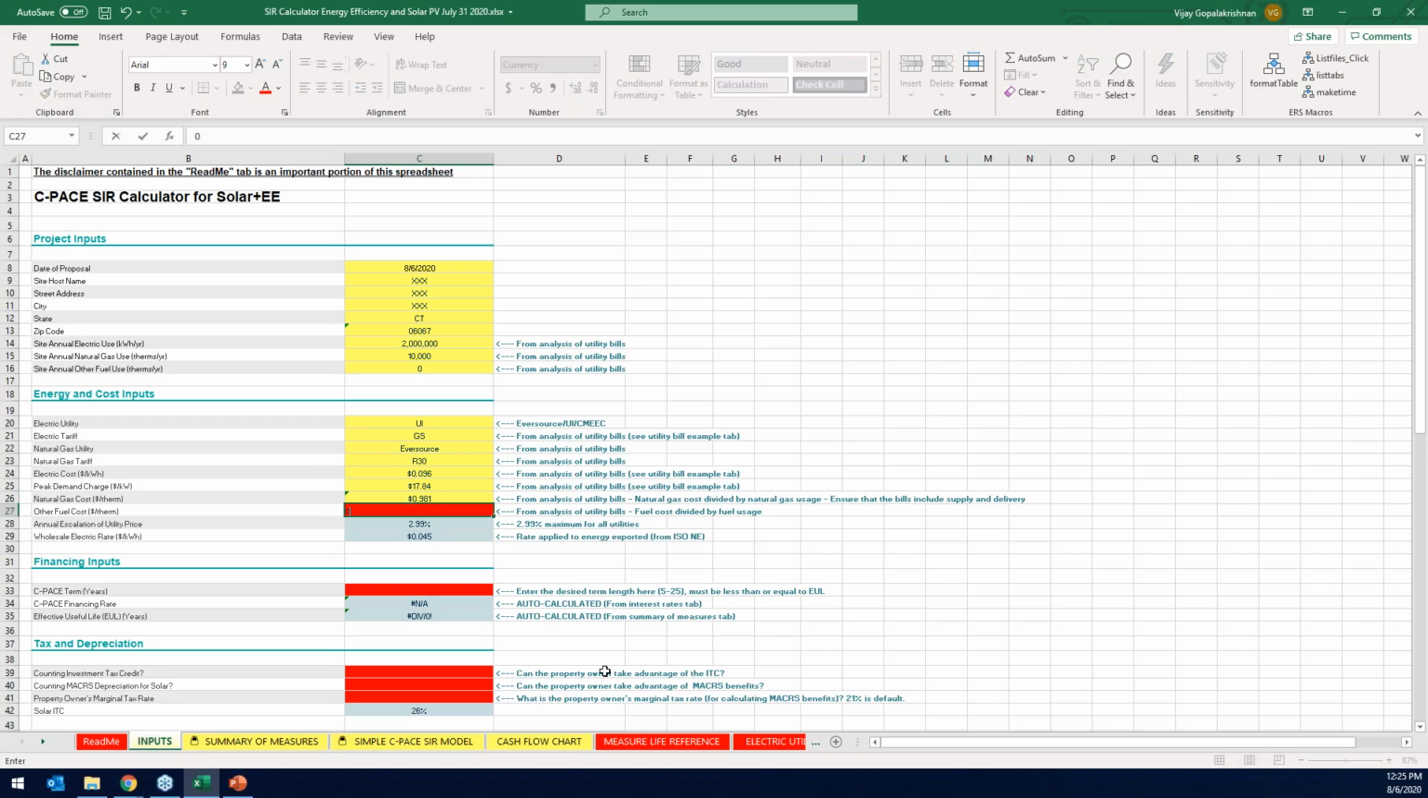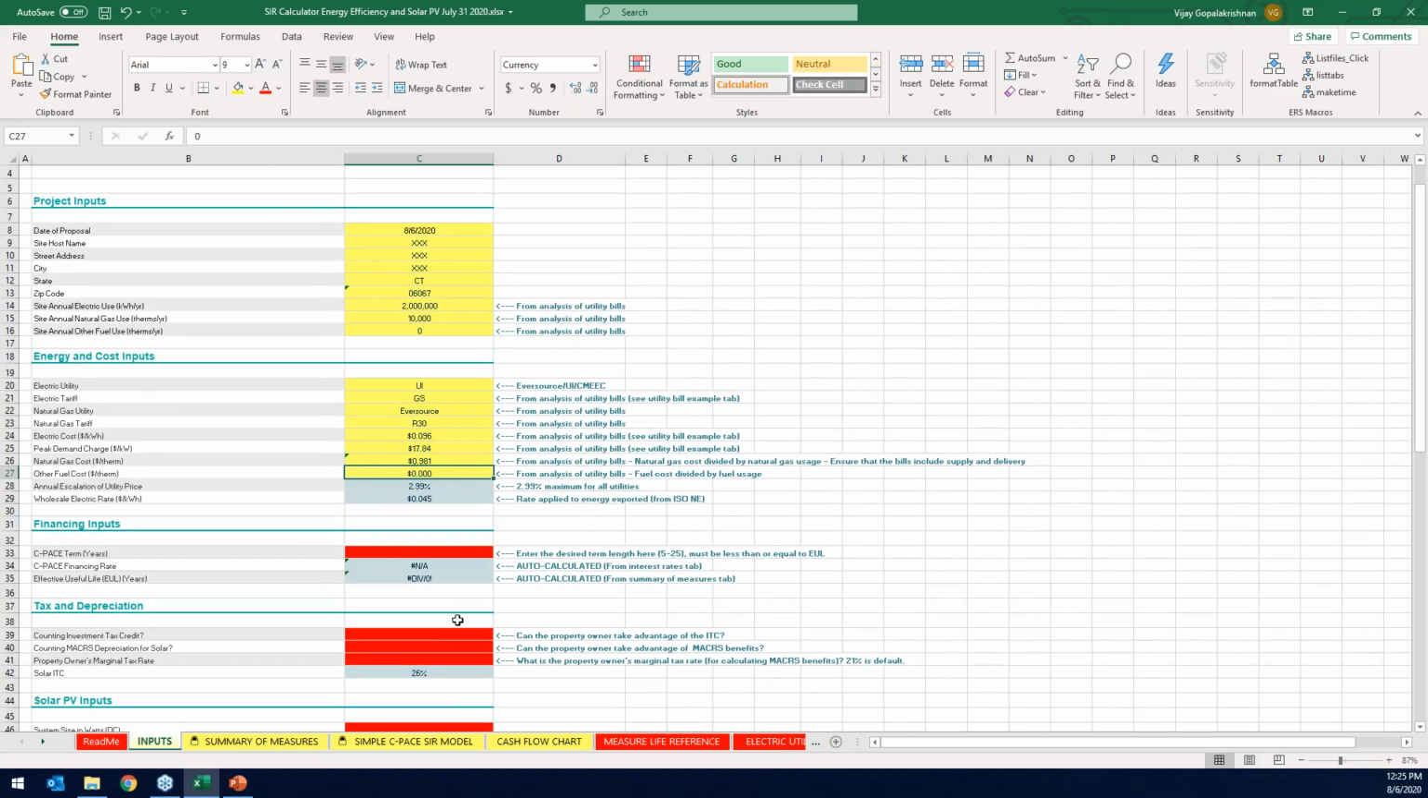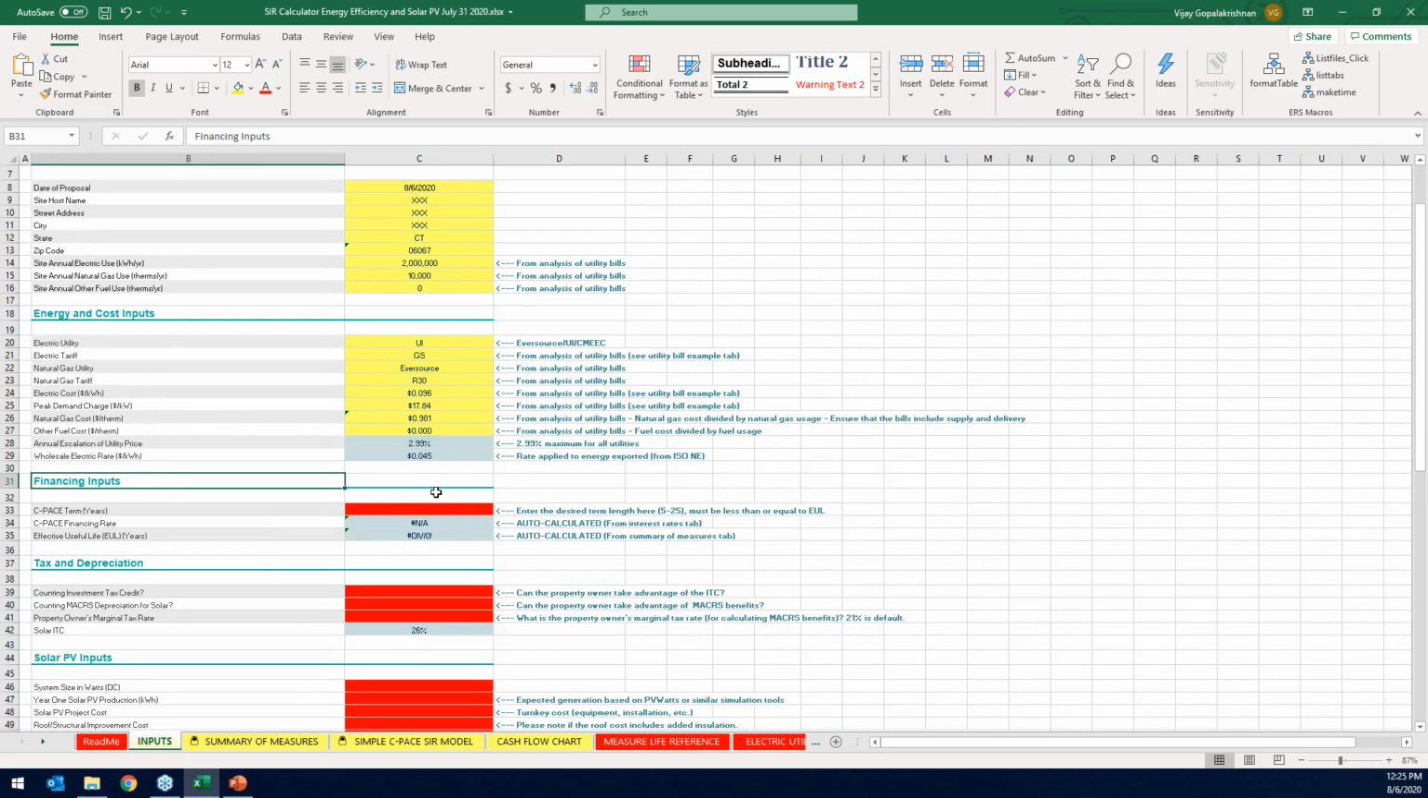In this case, there are no other fuels, so that would just be 0. I will note here at this point, it's important that if something is 0, you still enter 0 and not leave it blank, because we need every cell that's in red populated to make sure that there's no errors and things like that. So with that, we have the financing inputs.